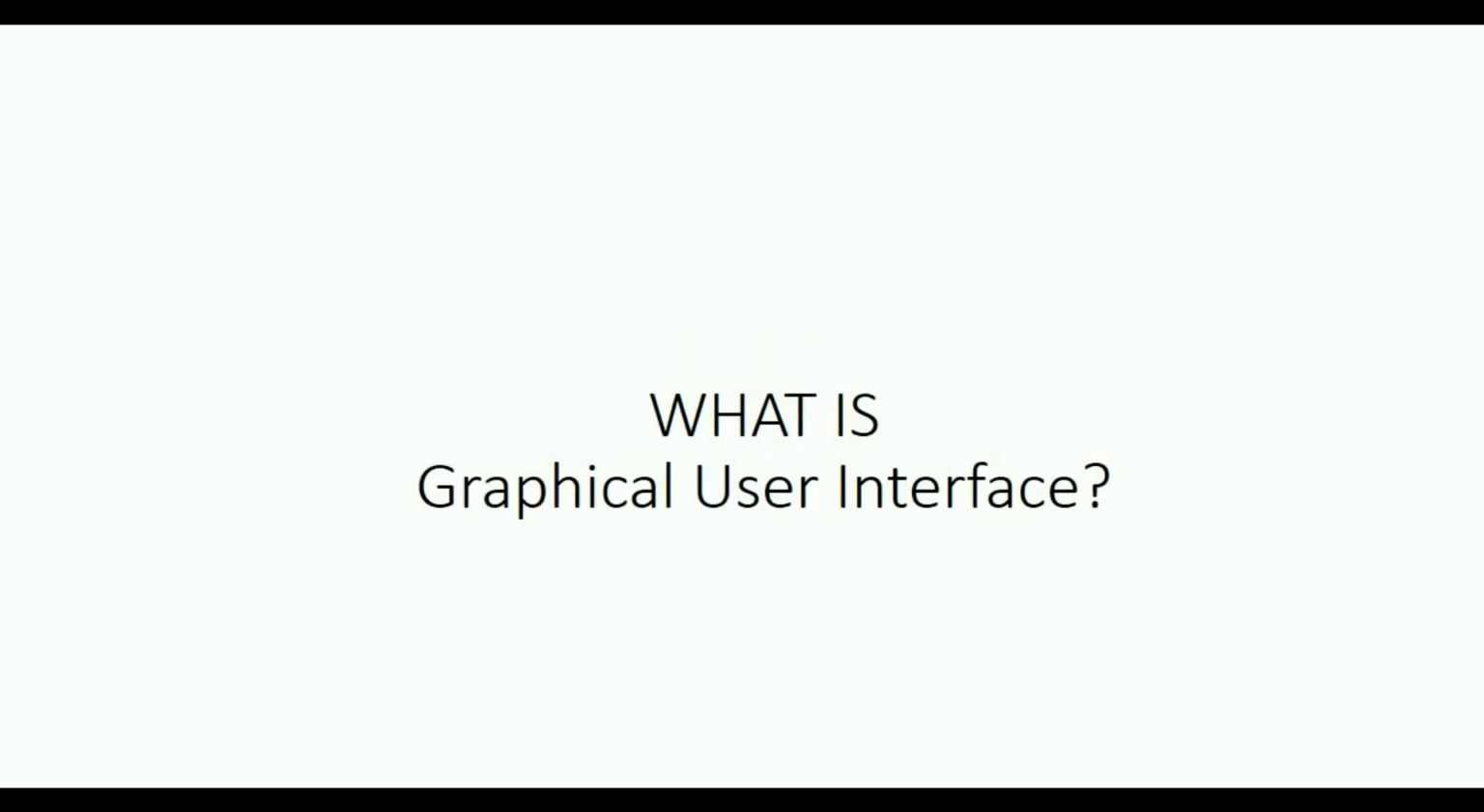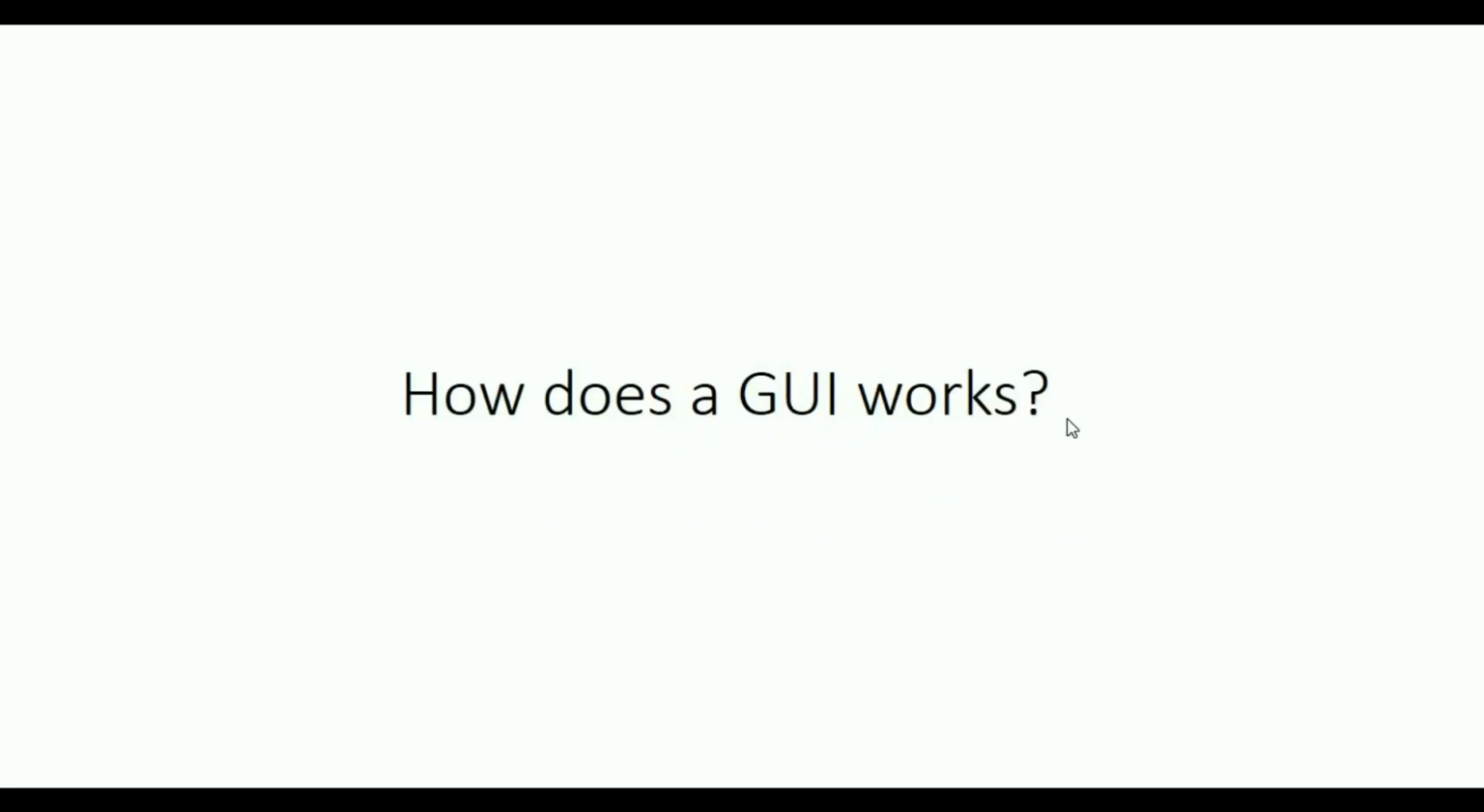So what is a Graphical User Interface? A user interface is a graphical display in one or more windows containing controls called components that enable a user to perform interactive tasks. The user doesn't have to create a script or type commands at the command line to accomplish the task. Now, how does a GUI work?